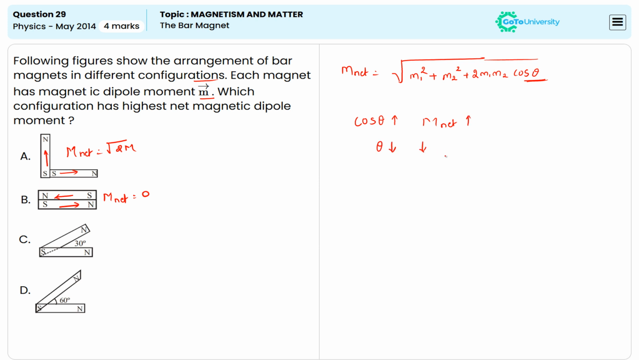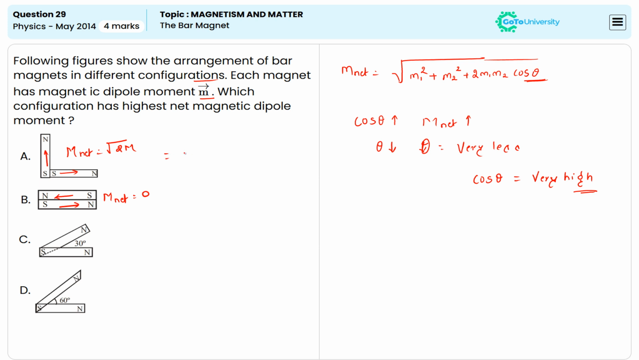Then we need to find in which case the theta value is less. If the theta value is very less, then the cos theta value will be very high. If the theta value is less, then the cos theta value increases. Then you will observe the theta value here.